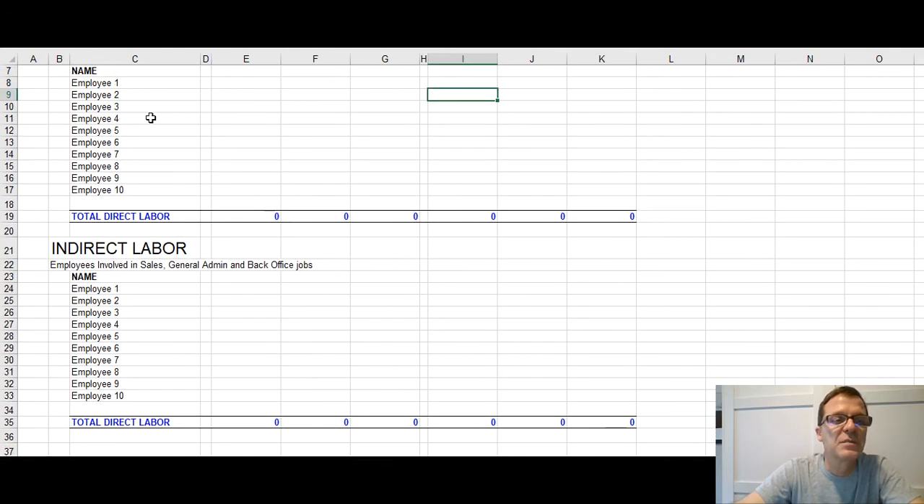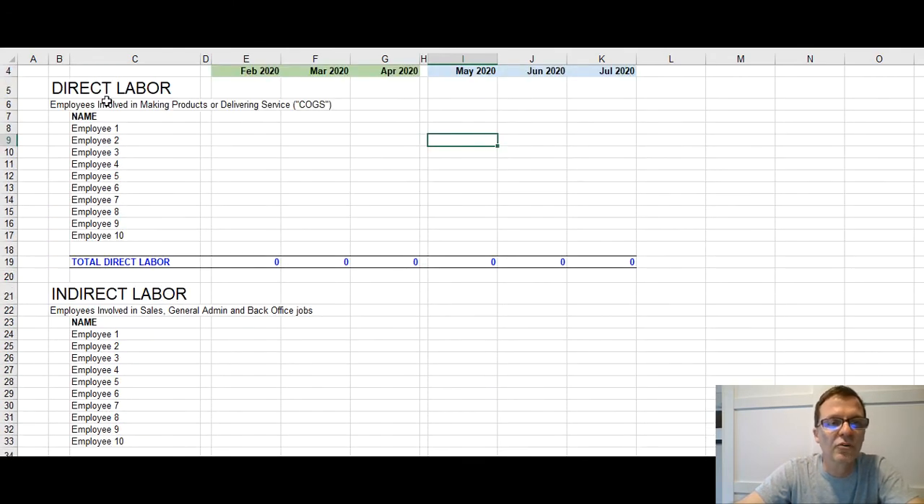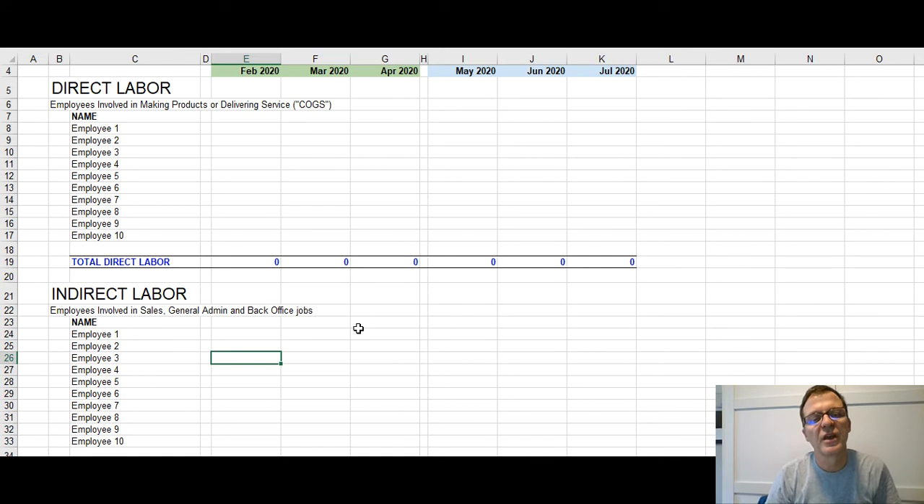For most people, that just means people employed under direct labor are those that are contributing to your actual product that you sell. If you're building a house, these are the contractors, the crew on the site building the house. If you're in retail, these are the people on the shop floor. Indirect labor, that's just a nice way of saying back office or admin, anyone in sales or support roles who does not contribute directly to the product that your customer buys.